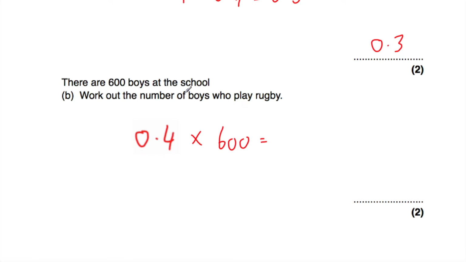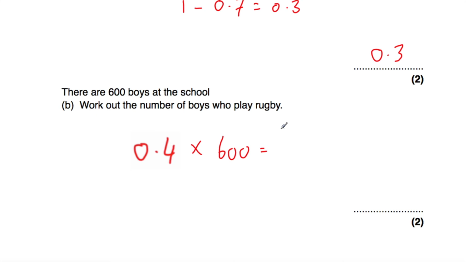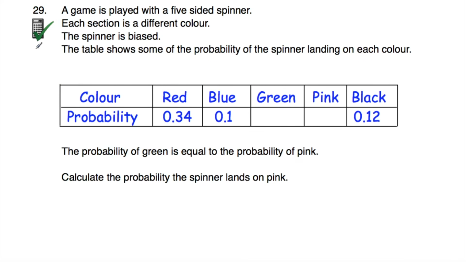So if we do the 0.4 times 600, that'll tell us how many play rugby. And this is a calculator question, so we just type that into our calculator, and when we do 0.4 times 600, that's equal to 240. So that means that 240 boys play rugby. And that's it. Okay, let's have a look at our next question, question number 29.